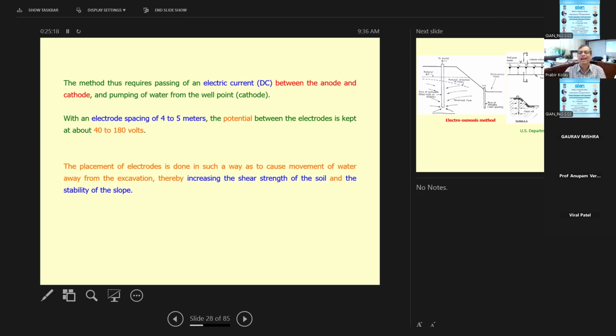So you need to choose which one should be the anode and which one is the cathode. Obviously, the cathode side will be the well point, and thereby this increases the shear strength of the soil and the stability of the slopes.